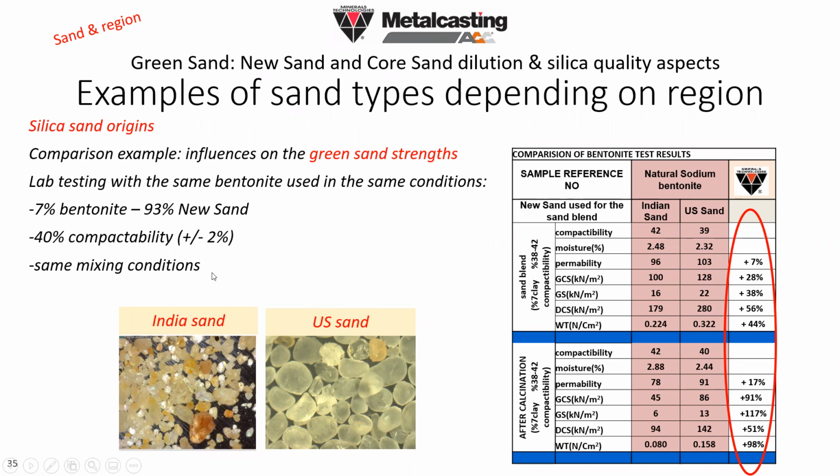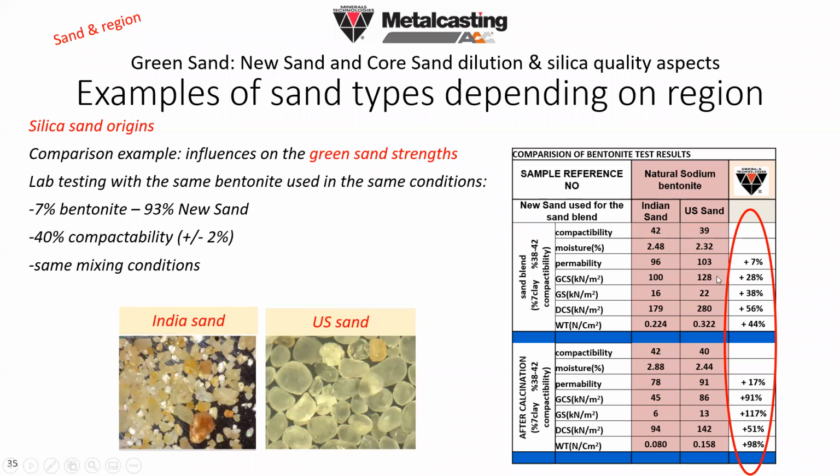And as you can see, here you have, in fact, the strengths: green compression strength, green shear, dry compression strength, wet tensile, before calcination, and here the same after calcination. And you can compare what we get with this Indian sand and with this US typical sand. As you can see, the difference with the same bentonite, same addition rate, is huge. Just an example, look at green compression strength.